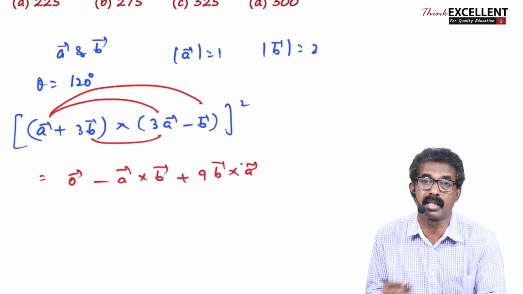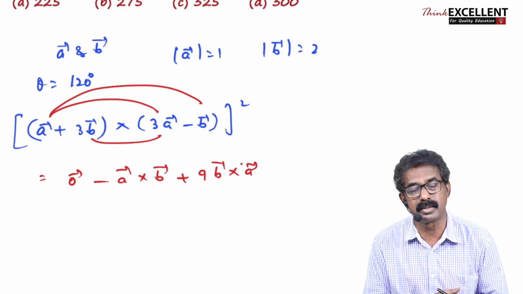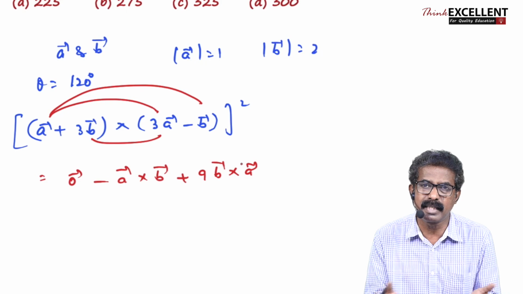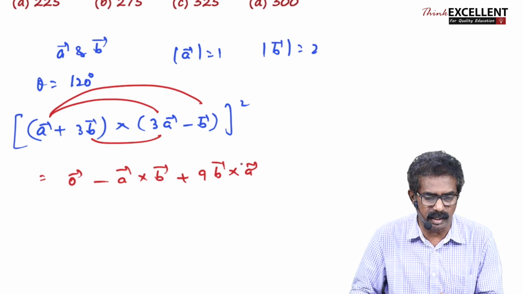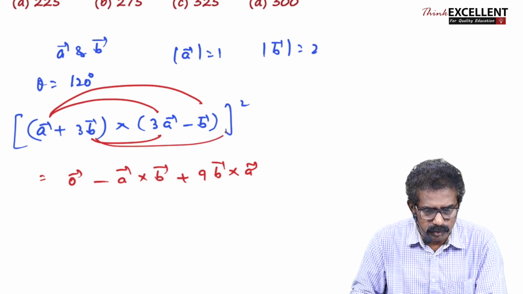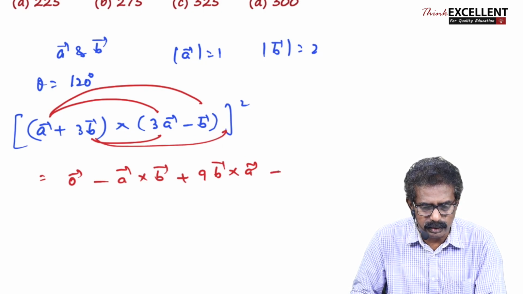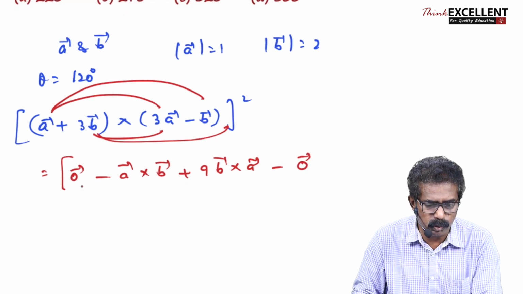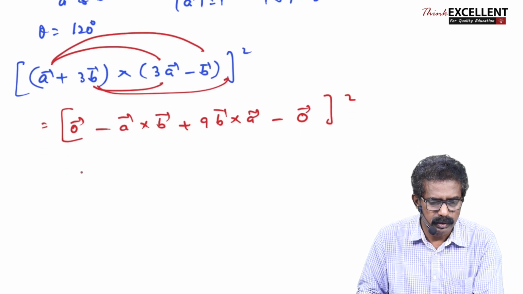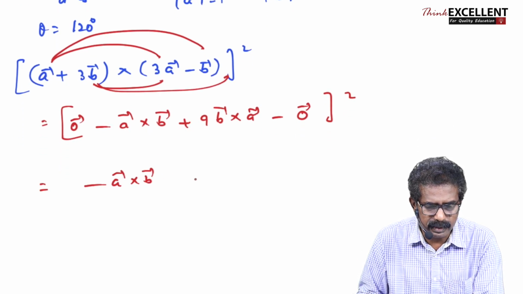You can't write it as A cross B. You know, dot product is commutative, A dot B and B dot A are the same, but cross product is anti-commutative: A cross B is equal to minus B cross A. Now the last one, minus 3 into B cross B, that is also 0 vector, right? So minus 0 vector, the whole square. So minus A cross B. This I am writing: 9 into B cross A, I am writing as minus A cross B.